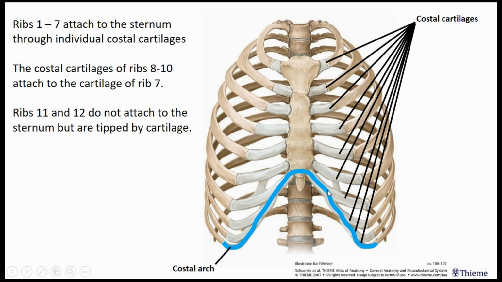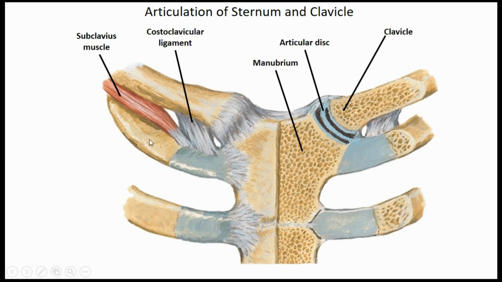So because of that, they're sometimes called false ribs, which I don't really care for the terminology, but they are sometimes called that. And ribs 1 through 7 are called true ribs. And then 11 and 12 have little tips of costal cartilage on their ends, but they do not make it to the sternum, nor do they make it to the costal cartilage of their neighbor.